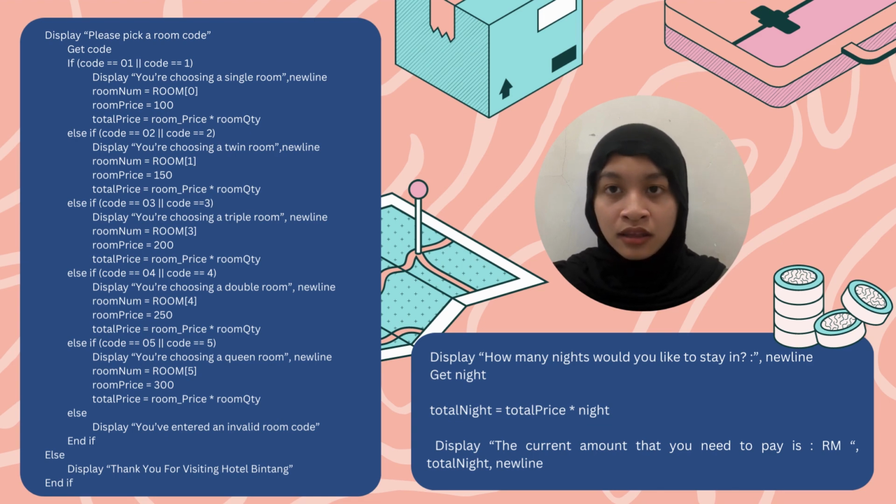And then it will display how many nights the user would like to stay, and it will display the current amount that the user needs to pay, including the total price of the room and how many nights they need to stay.